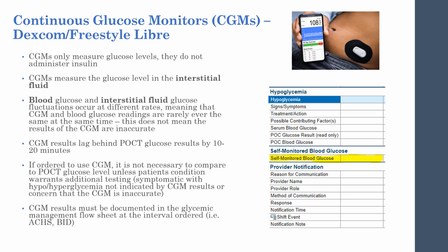If ordered to use CGM, it is not necessary to compare to POCT glucose levels unless the patient condition warrants additional testing. If you suspect that the patient may be hypo or hyperglycemic, which is not indicated by their CGM, that would be a good reason to obtain a POCT glucose. CGM results must be documented in the glycemic management flow sheet at the interval ordered. If it's ordered for ACHS, we would document an ACHS in the flow sheet as pictured here on the right-hand side.